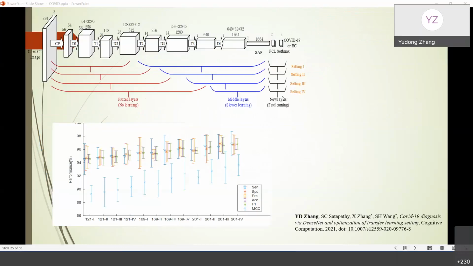So in our method, as you can see here, we tested three different styles. The frozen layers means there's no learning, and we have some middle layers meaning we have a slower learning, and we choose something called the new layers, which means a faster learning. We tested the different settings of the schemes, of the strategies, of how we randomly allocate the frozen layers, middle layers, and the new layers. And finally, we get our result, and the result is shown here.